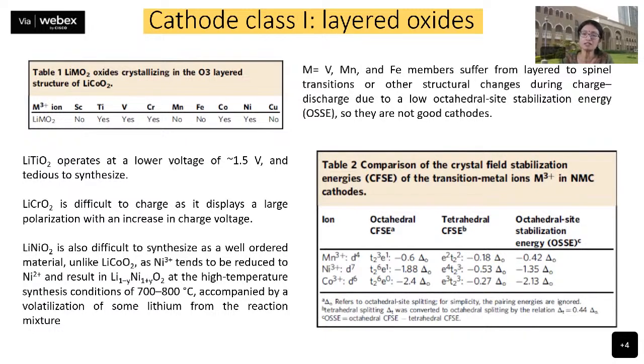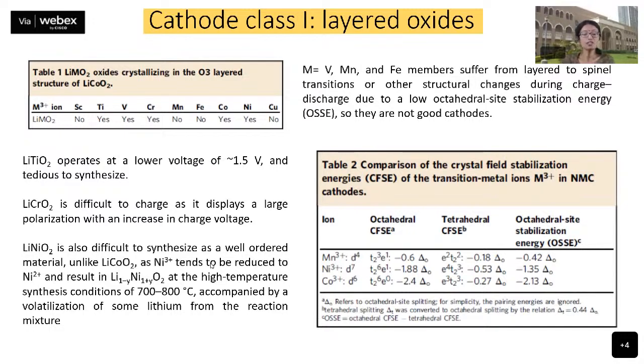All have been tested at various times in various labs by various scientists, and a rich amount of literature has been generated. So what we have found out is lithium titanate operates at a lower voltage, and it is also very difficult to synthesize. LiCrO2 is difficult to charge because it shows a lot of charge polarization with an increase in the charge voltage.